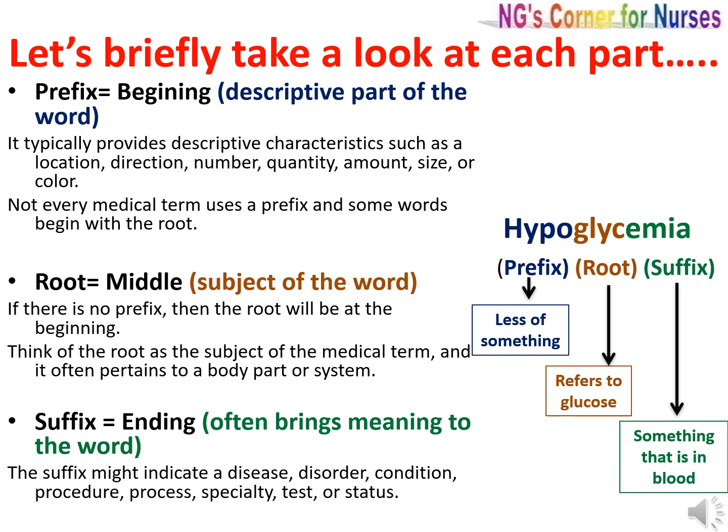Let's see an example. If we take the word hypoglycemia, we can divide this word into three parts: hypo, glyce and amia. Hypo is the prefix, glyce is the root and amia is the suffix. Hypo means less of something. Glyce refers to glucose. And amia means something that is in the blood. So the meaning of hypoglycemia is low blood sugar level.